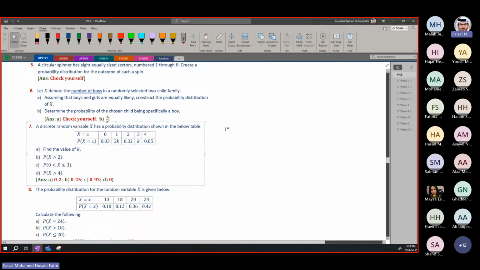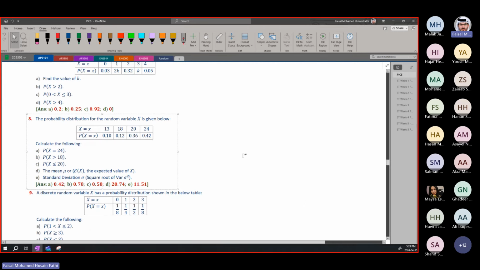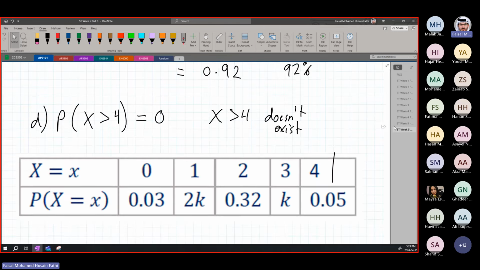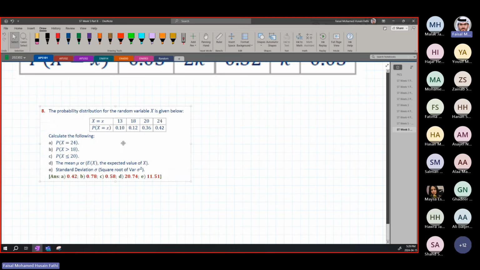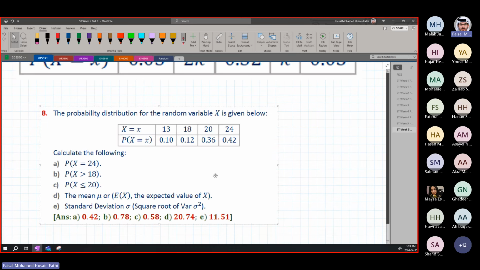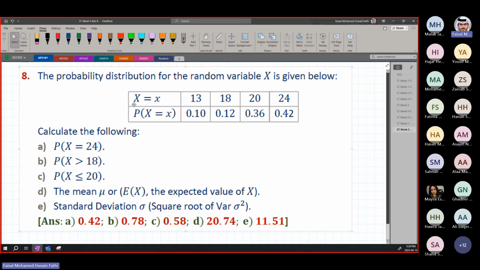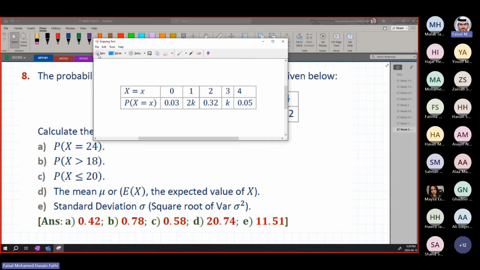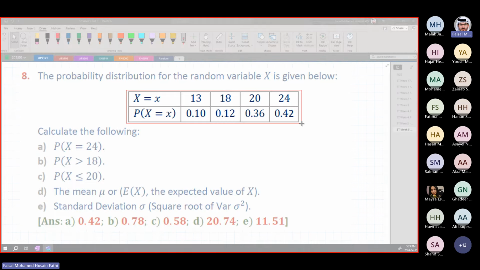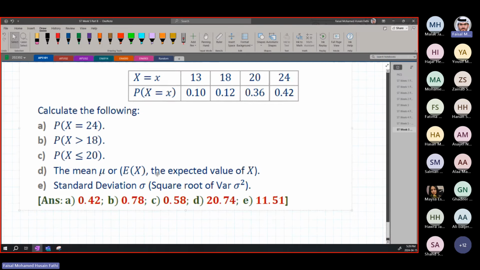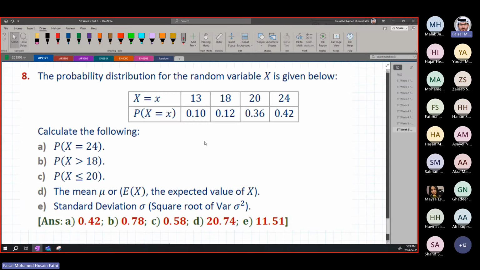Now let's look at another question. We will solve again the same idea. But here I'm going to be introducing a few new rules. All right. So this is the question now. The probability distribution for the random variable x is given below. So we have this probability distribution over here. I'm going to copy paste it down here so we can use it later. So it wants us to calculate p when x is equal to 24.